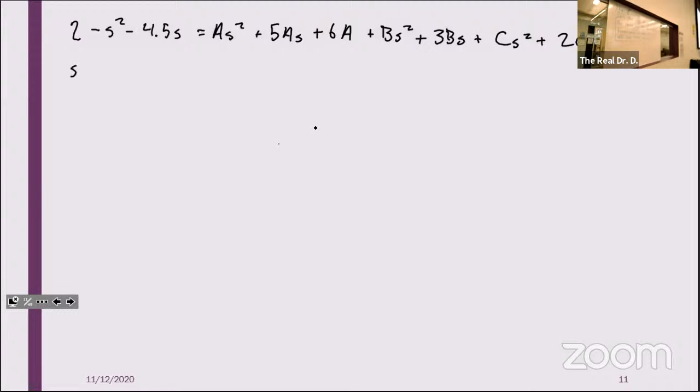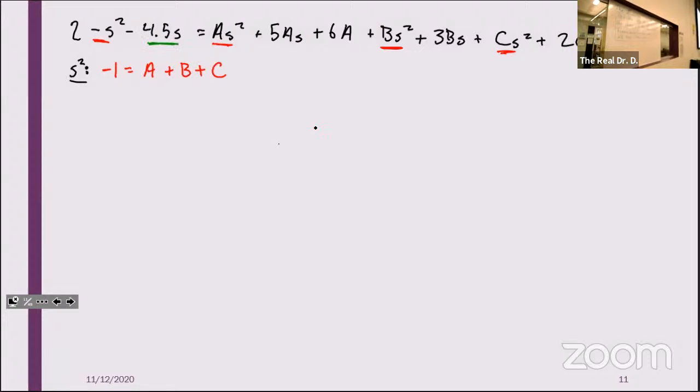So I'm going to take my s squared terms. On the left-hand side, I've got -1 as the coefficient of my s squared term, and that has to equal a plus b plus c. Let me do it this way: I'm going to underline all of my s squared terms in red. I've got -1 is equal to a plus b plus c.